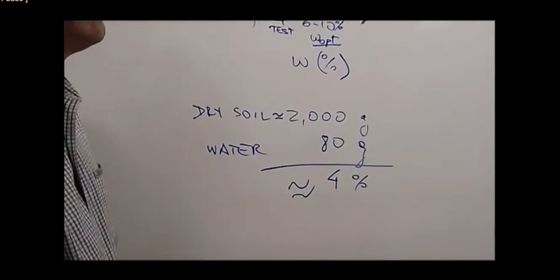So let's say first we'll take 4% of water. If I'm taking 2000 grams of soil and I want to add 4% of water, then I have to add 4% of 2000, which is 80. 4 divided by 100, whole multiplied by 2000, you will get 80 grams. So for 2 kg or 2000 grams of soil, if I want to add 4% of water, that means I have to add 80 grams of water or 80 ml of water.